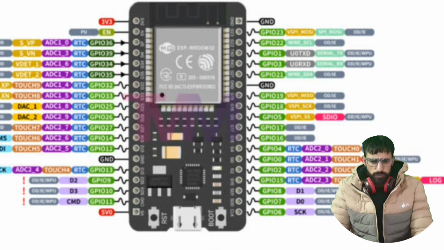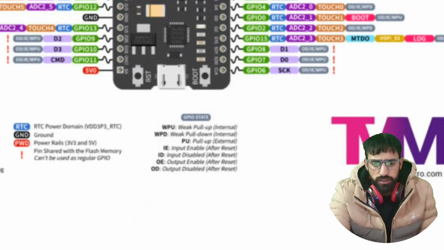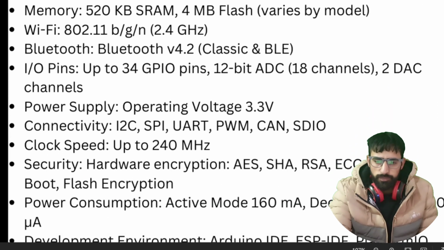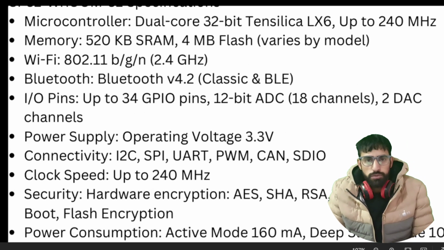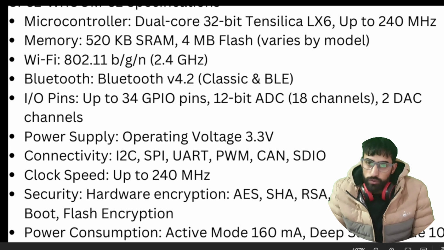Okay. Now let's talk about the communication protocols. Here you can see the pins. The ESP32 microcontroller is a dual core 32-bit processor with a clock speed of up to 240 megahertz. So it's much faster than the Arduino Nano and Arduino Uno. The Arduino Nano has a 16 megahertz clock speed and the ESP32 has up to 240 megahertz.